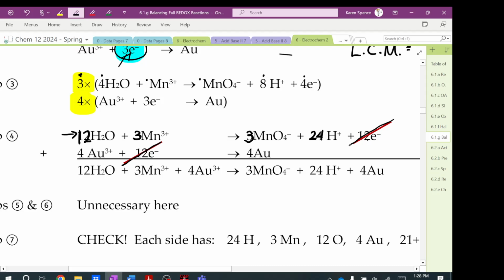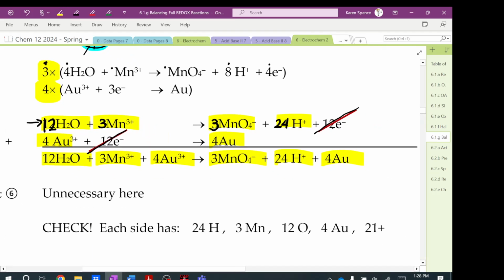Okay? And then you simply bring everything down. 12 water, 3 Mn3+, 4 Au, and the electrons canceled out. 3 MnO4-, 24 H+, 4 Au. Boom! Done. So if we are balancing in acidic conditions, we are done.